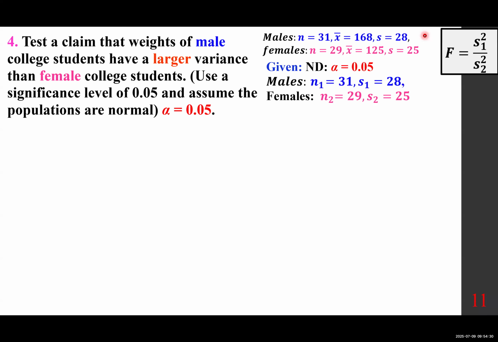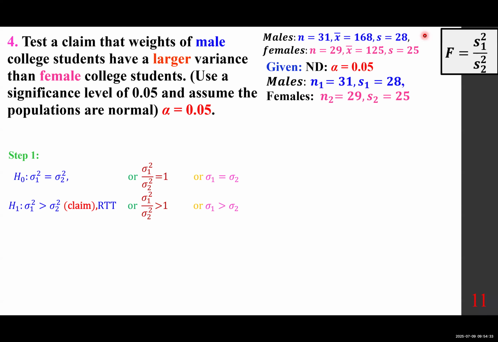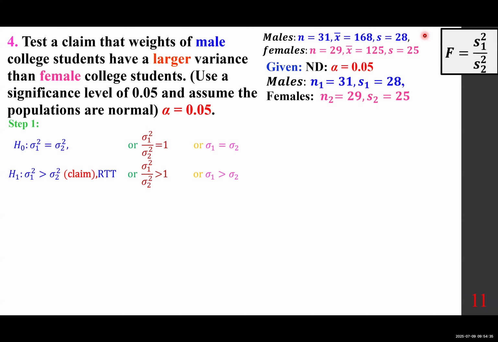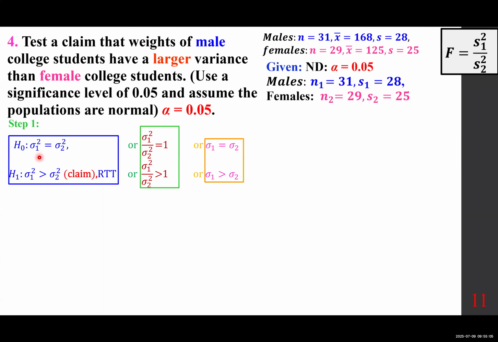Now, we are going to go with the test of hypothesis that has 4 parts. Take a look at the way we do it. First, I want to read the question one more time. What are we testing? We are testing whether male college students have a larger variance. Sigma squared is the variance. There are different ways of writing them, and as you do your homework or exam, just pay attention to the way they want you to do it. You could use sigma 1 squared. Those are 3 different types.